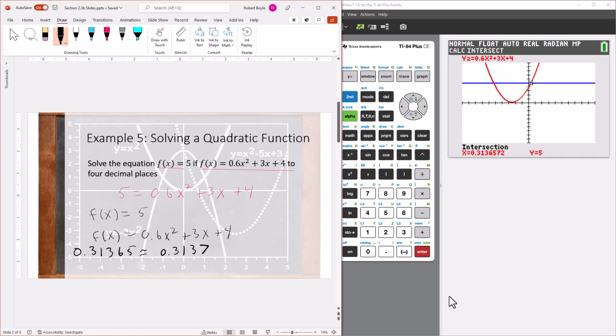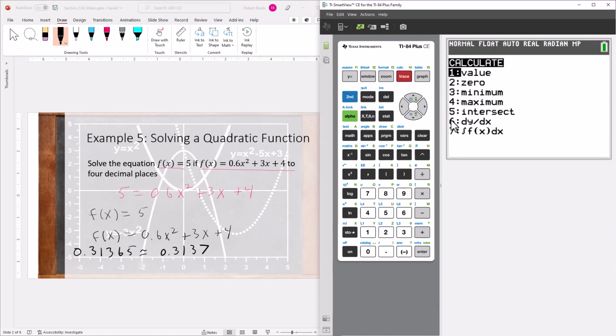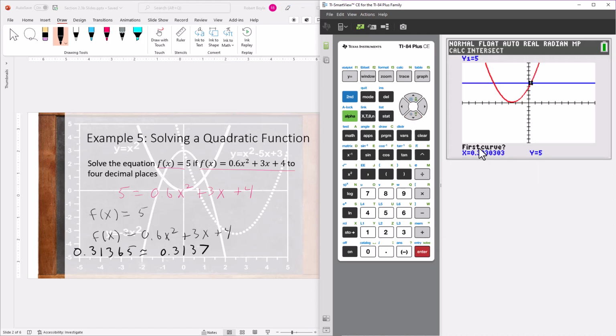Okay. Now, notice there are two solutions. We need to find the other one. How do we do that? The exact same way we did it before. Second, calc, intersect. Okay. First curve, that's the blue one. Hit enter. The second curve is the red one. Okay, but now for a guess, we can't guess here, because if we do, it's going to guess that point right there. So we want to come all the way around so that's closer to this intersection than that intersection.